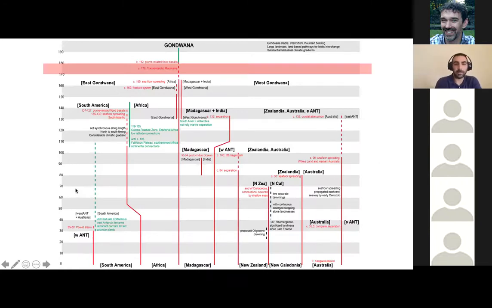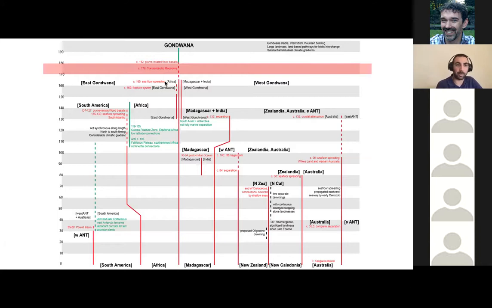This is my interpretation of Gondwanan continental breakup. This is essentially a timeline of events. Up top, we have 200 million years ago, and at the bottom is present time. A lot happened. What I do want to point out is the beginning of continental breakup is typically dated to 180 to 170 million years ago, so right about here.